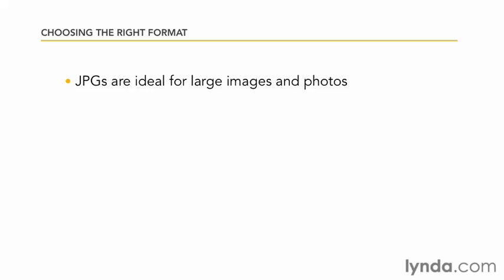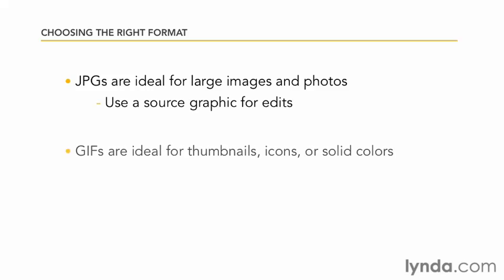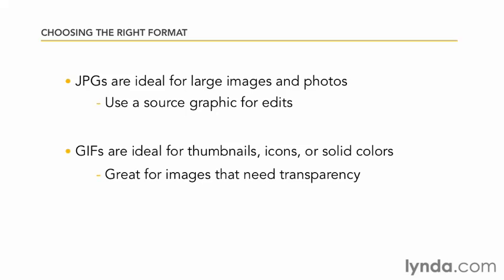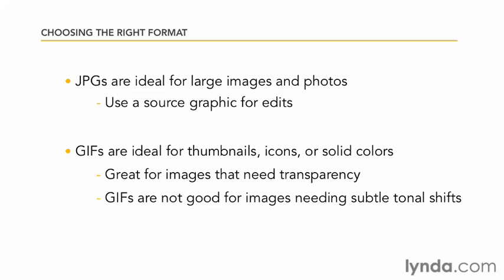As a best practice, remember to keep a source image for your JPEG so that you're not editing and overwriting the JPEG itself. JPEG image quality degrades each time it's saved, and this can result in an unusable image over time if saved over and over itself. GIFs are great for thumbnails, small icons, or images that contain large areas of solid colors. They're also a standard image type for any image needing transparency or limited animation. Now, keep in mind that GIFs do have a limited palette, so complex images with lots of color or tonal shifts like gradients can suffer when saved as GIFs.